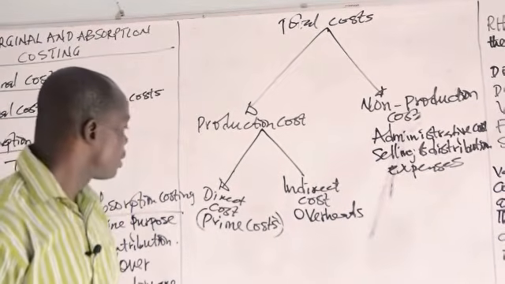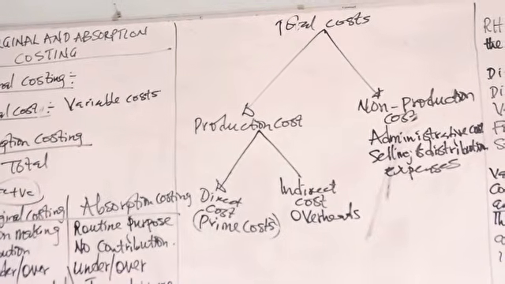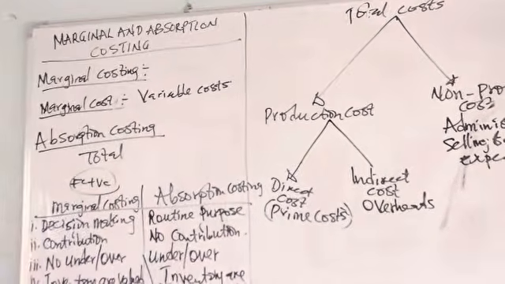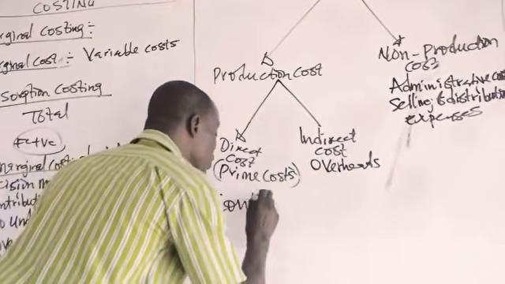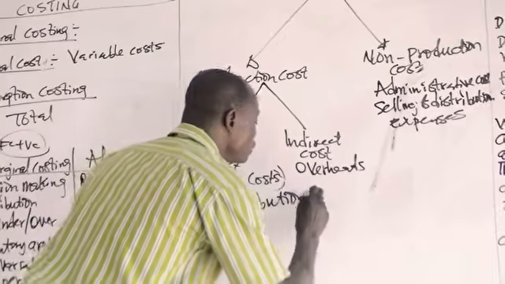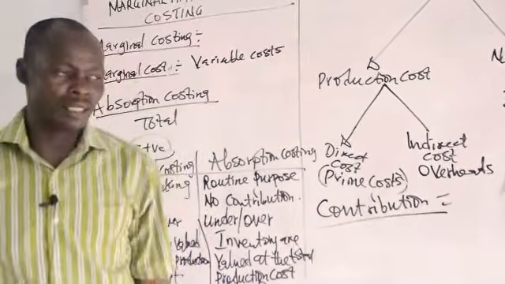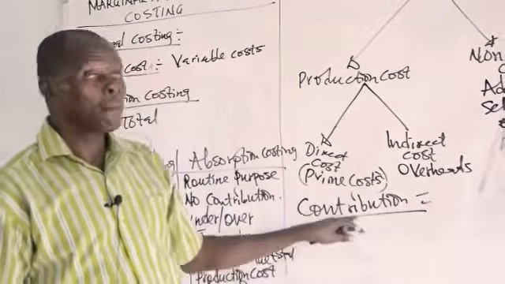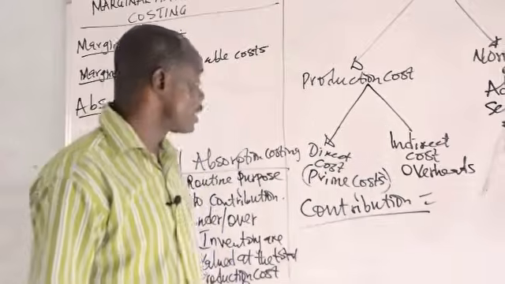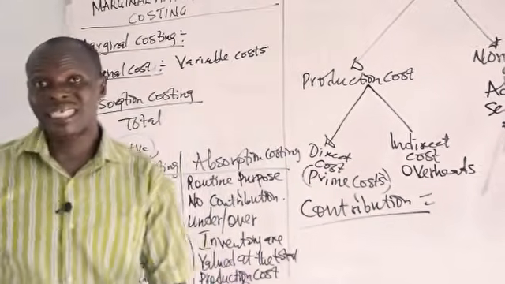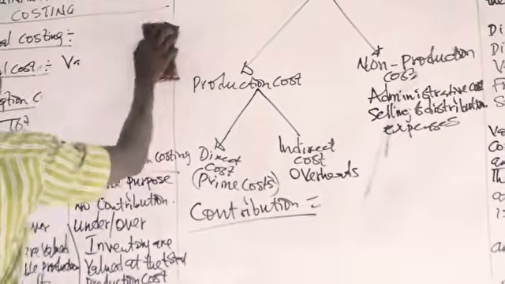So, now, I've given you the difference between marginal and absorption costing. I've told you that the key concept in marginal costing is contribution. What do we mean by contribution? Contribution is the excess of sales over variable costs, the excess of sales over marginal cost of sales.